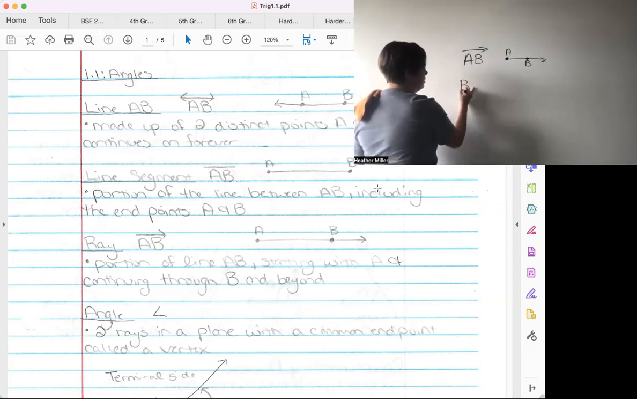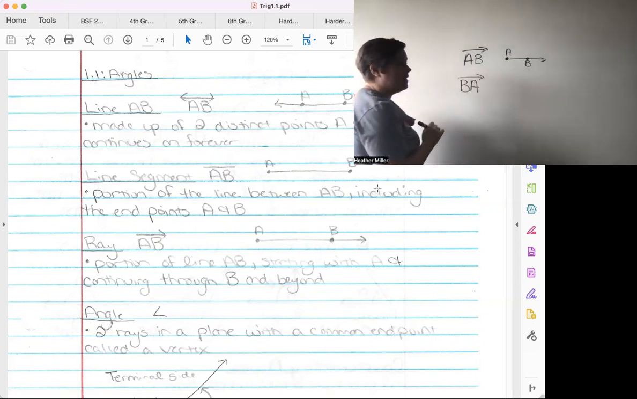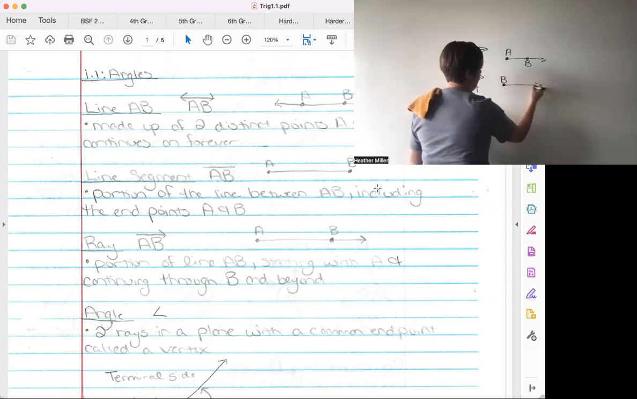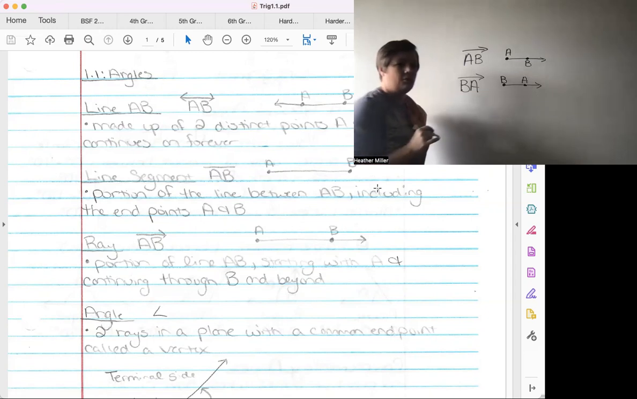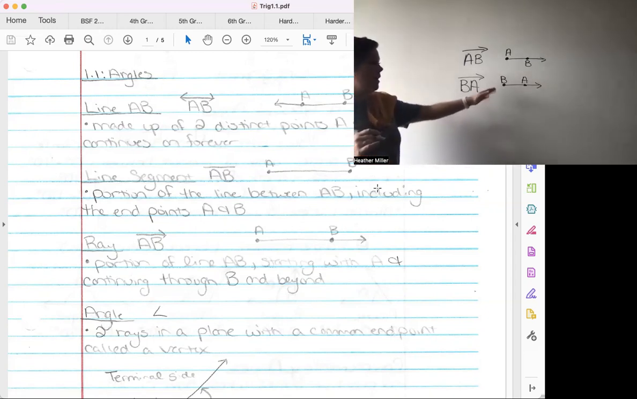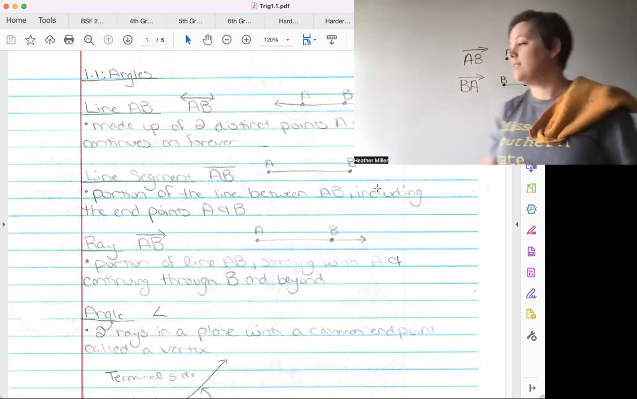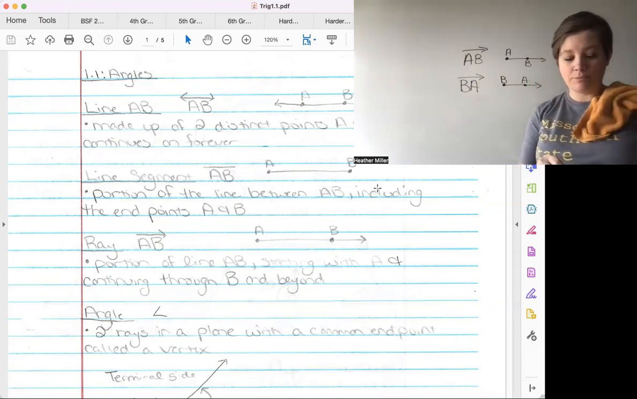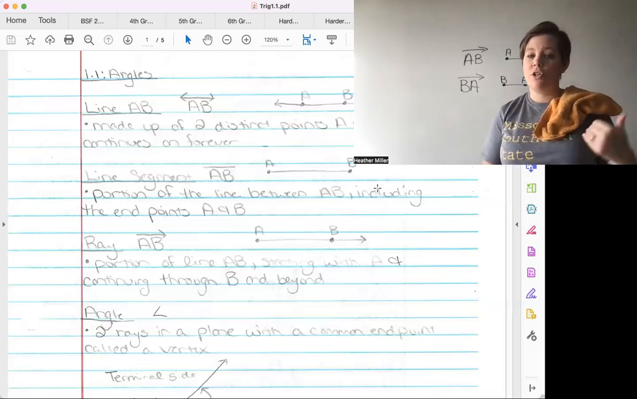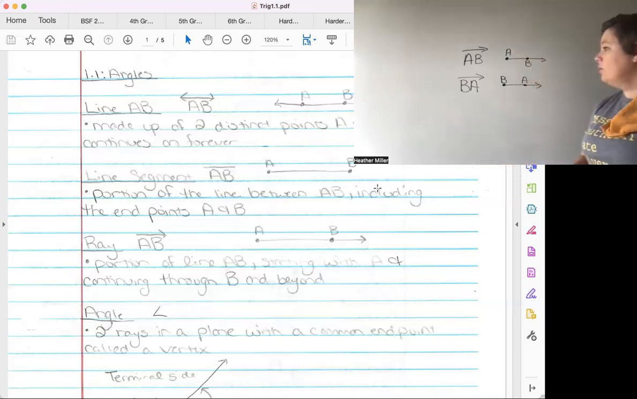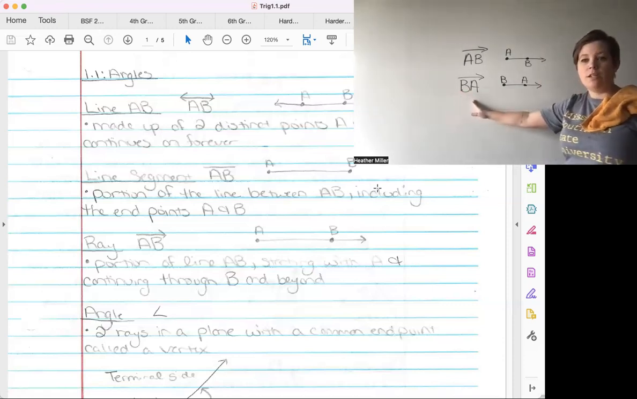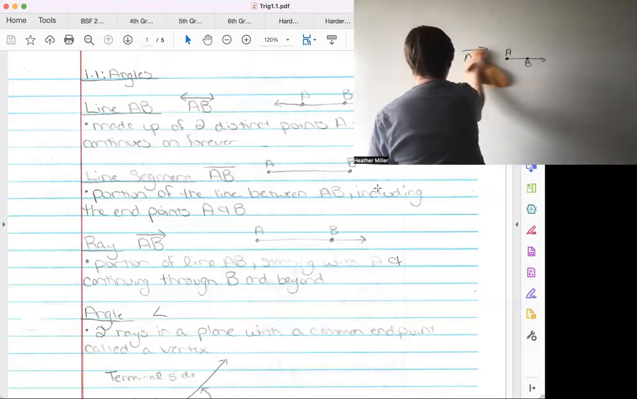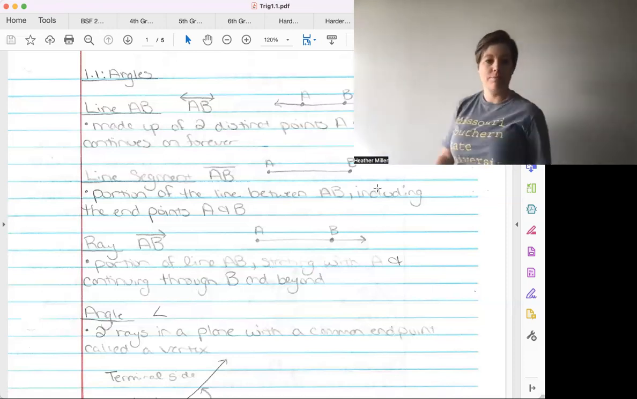If I write ray BA, then I have a different situation. Then I have one that starts at B, goes through A, and goes on forever. So the ordering of your letters when it comes to a ray is important because it tells you which side is your endpoint and which side you're shooting off towards infinity. A ray is a portion of a line which starts at A and continues through B and beyond. Or in my second example, it starts at B, continues through A and beyond. So do be careful, or at least aware of that situation that can pop up when you're talking about rays.